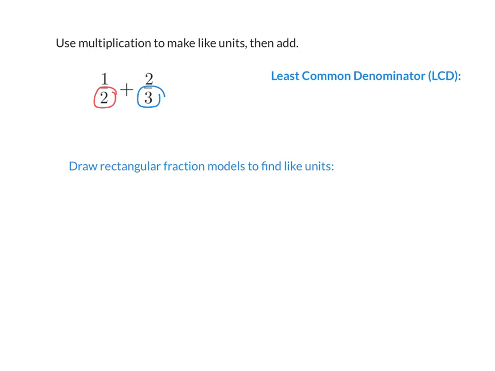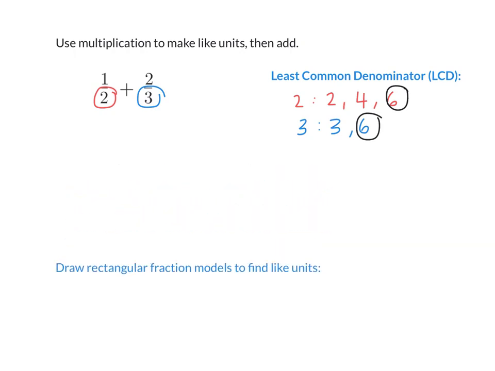So let's see. Let's skip count by 2 until we have something that's also divisible by 3. Oh, look, 6. Good. And then for 3, we could say 3, 6. So what is my least common multiple between 2 and 3? 6. What's my least common denominator in this fraction going to be then? 6. That means I have to rewrite the fractions so that they have 6. So instead of 1/2, I need to make it some number of sixths.